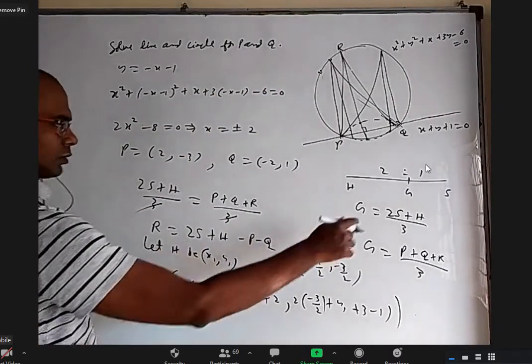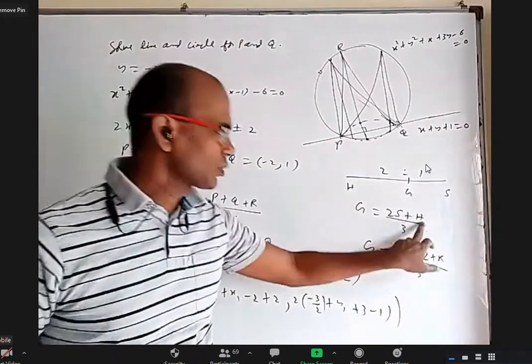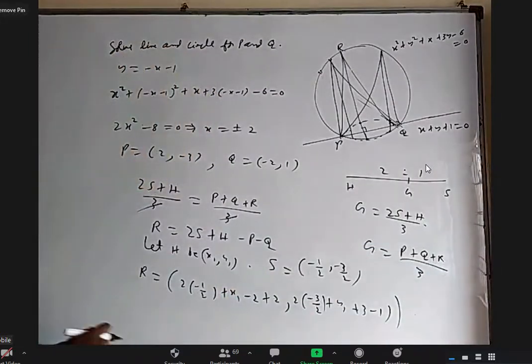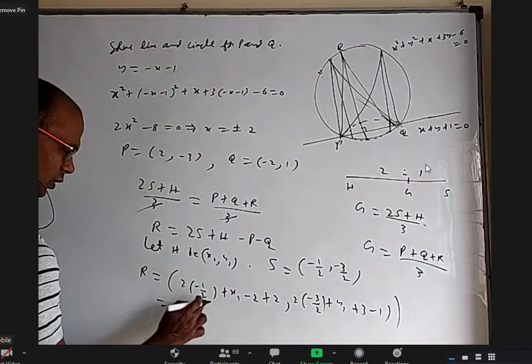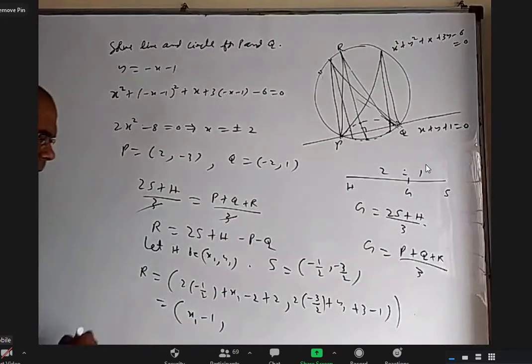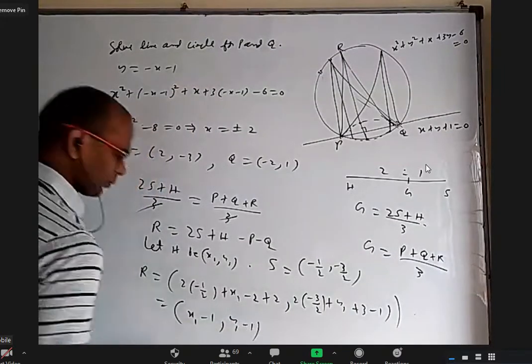Okay, I have done this directly, but if somebody wants, you assume the orthocenter, then find the centroid, substitute the centroid, and you will get R. Okay, so what is this? 2 and 2 will cancel. I'll get x1 minus 1. 2 and 2 will cancel, minus 3 will cancel, y1 minus 1.